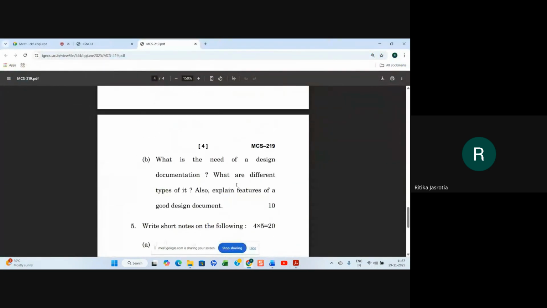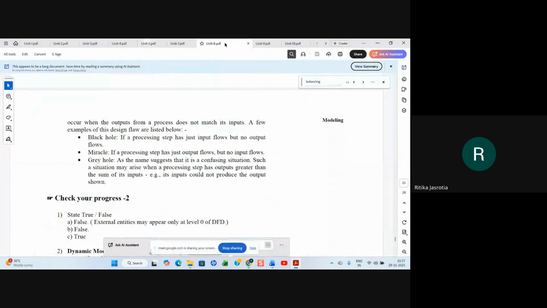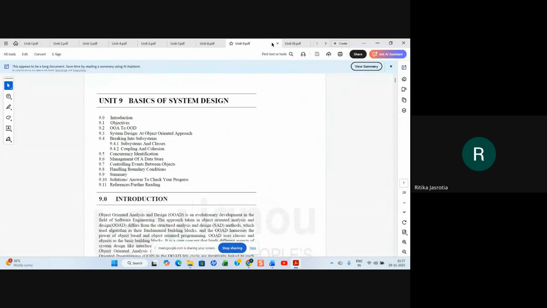Then the B part is: what is the need of a design documentation? What are different types of it? Also explain the features of a good design. So design documentation, I think it should be in this one.